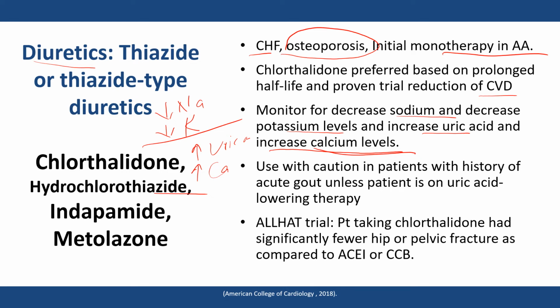You have to be very careful with a patient who has a history of acute gout, unless the patient is on uric acid lowering therapy. So why is that important? When you have a patient with a history of gout and the patient has hypertension, and if we start these patients on these medications, it can worsen their gout episodes because of the side effect of increased uric acid, unless they are on medication for that.